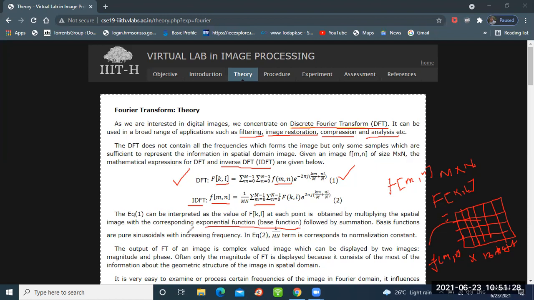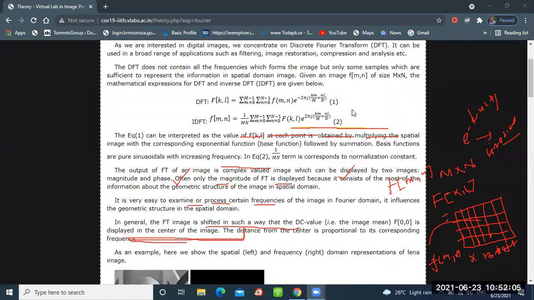Okay, now the basis functions are pure. You have to understand these basis functions are purely sinusoidal, because this is sinusoidal with increasing frequency. Okay, now it is basically derived. Now when you expand this one, it is in the form of e to the power of minus j theta. When you expand this one, it will be something like sine theta plus i cos theta. Right? So that is pure sinusoidal with increasing frequencies. Okay. Now coming back to equation 2.